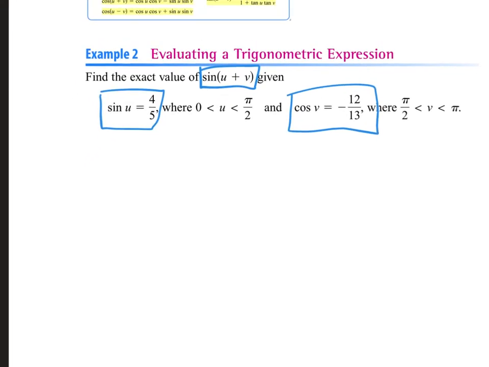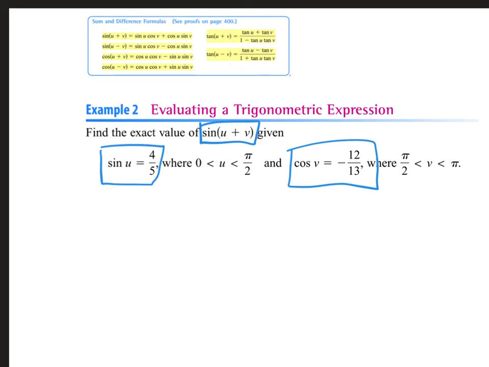So which formula are we using? What do you think? 1, 2, 3, or 4? What does it tell us? Which one is that? Is it the first one? The first one. So we're using the first formula.